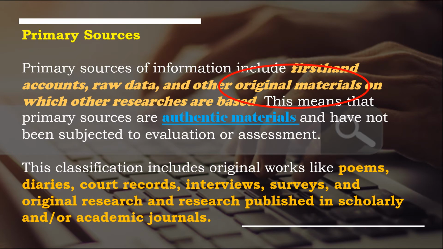This classification includes original works like poems, diaries, court records, interviews, surveys, and original research, and research published in scholarly and or academic journals. So what is the most important word to remember in primary source? Ito po yun. The word original material. So kapag ang isang bagay ay original, authentic, okay, bagong-bago, hindi pa daw na i-evaluate, ang tawag sa kanya ay primary source. And class, at the bottom of our presentation, kita nyo yan, yung mga tula, yung mga diaries na sinusulat, yung mga interview, kasamahan yan, example pala siya ng primary sources.